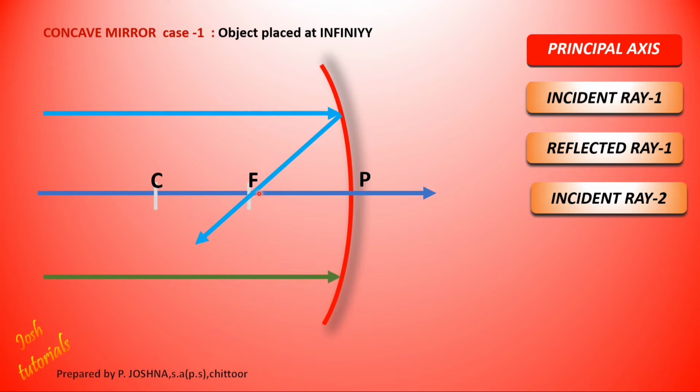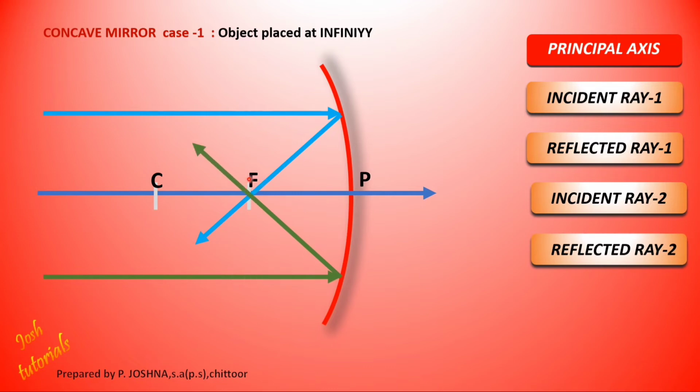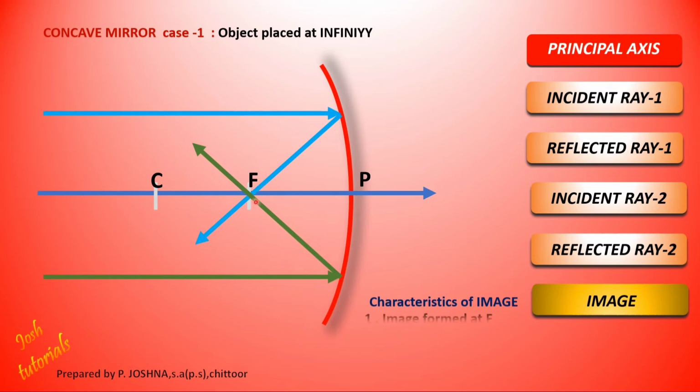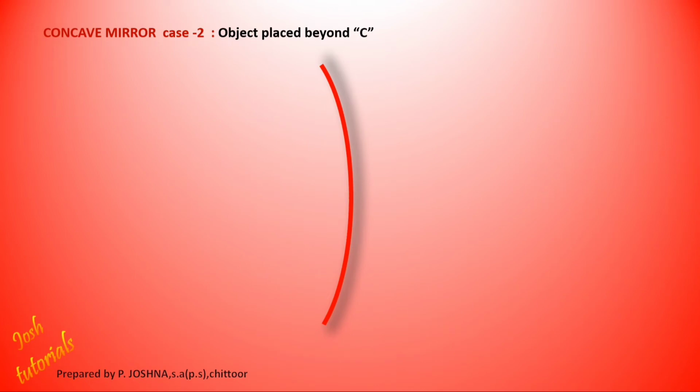Now, in order to find the image, we draw another ray. This is also a parallel one because it is at a long distance. Again, we go for the reflected ray. It passes through the focal point. Look here, so our image will be formed here. Look at the image and its characteristics. As the object is at a long distance, the image is formed at the focal point, and it is point sized, inverted and real.